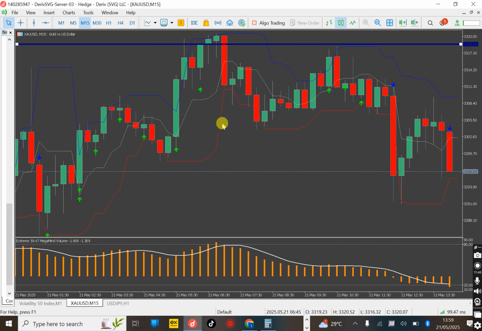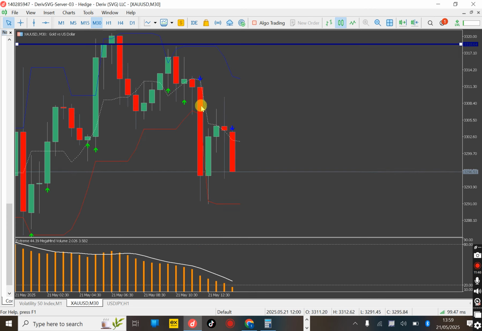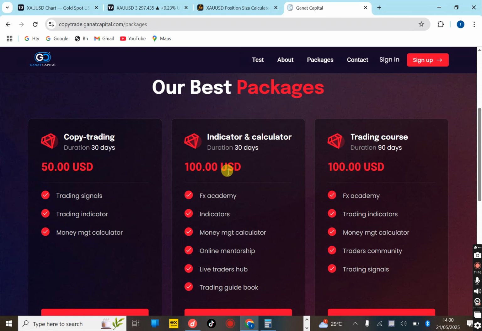So this is 15. You see the 15 minutes is still going down. The 30 minutes is going down because we have an indication to sell. But I want to wait for the candle to close before I take my sell. At the time I'm recording this video it is 2 p.m., and I can wait for the next 15 or 30 minutes before I enter the market to take my sell.